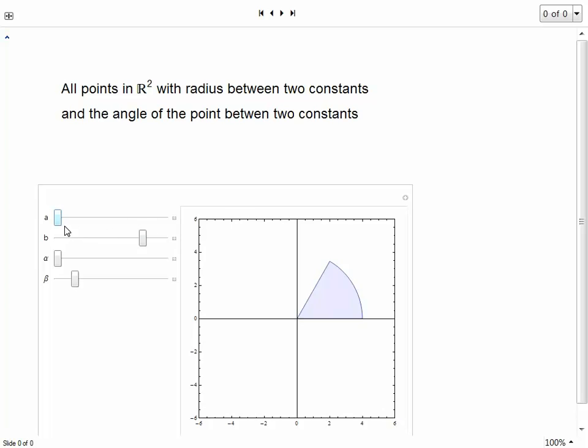Okay, so look, A and B here is my radius. I'm changing my radius. Notice that everything in that blue region, if I look from the origin out, every point in here has a radius that's bigger than this arc, right? And smaller than this one. So my radius is trapped between two values. And then my rotation angle is trapped between two values. Do y'all see that? Now I can also change my angles.